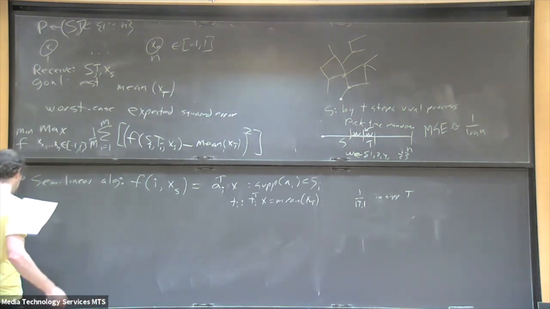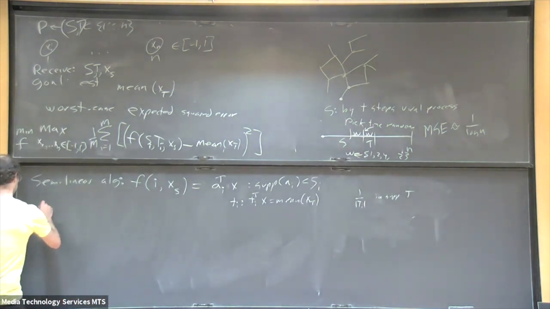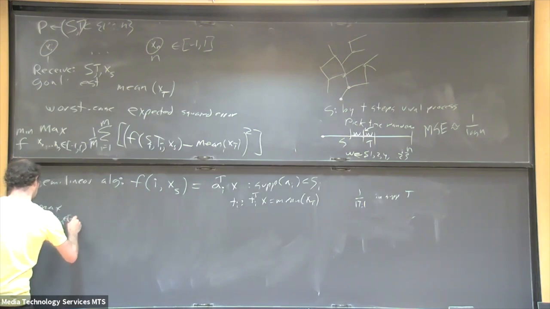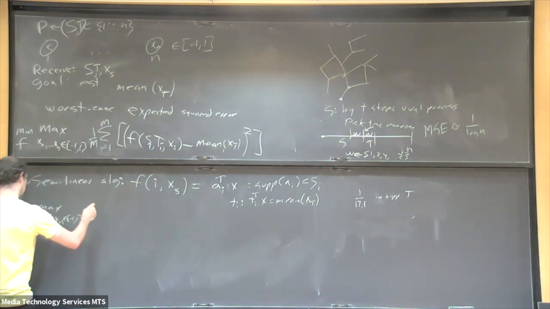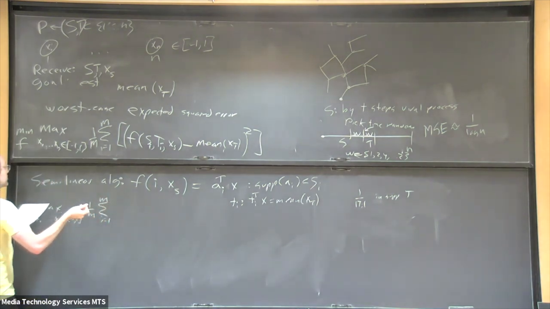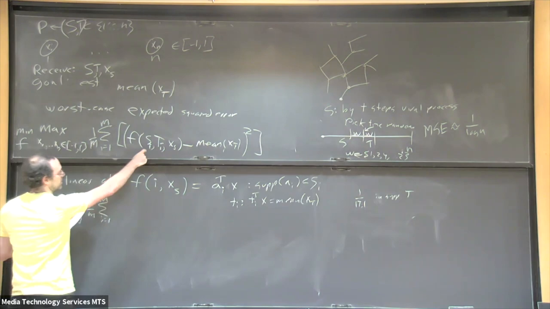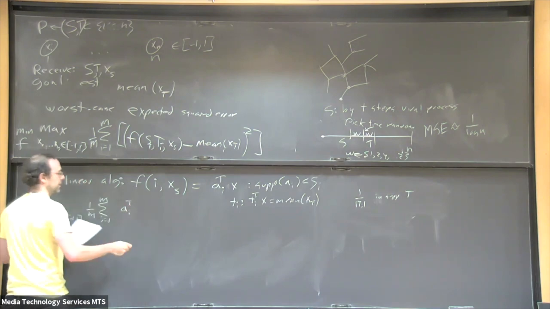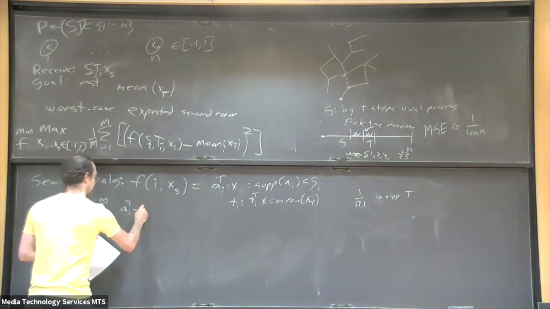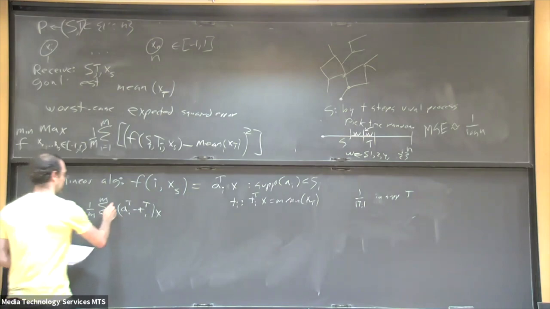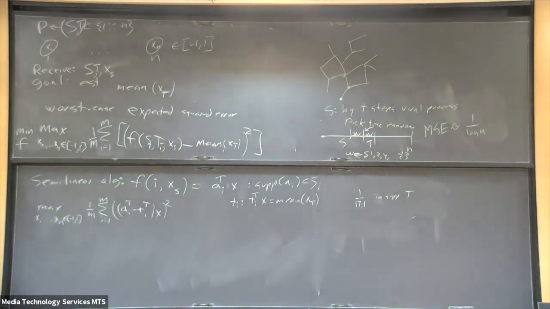So then this formula hopefully becomes simpler. The max over x_1 through x_n of, now our algorithm's estimate is just A_i dot x, and the sample mean is just T_i dot x. So the error is (A_i minus T_i) dot x, and we want to square this.